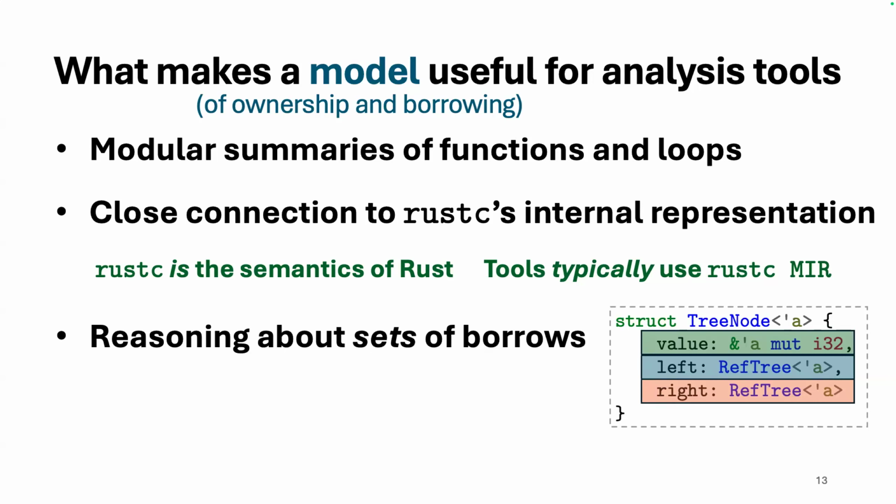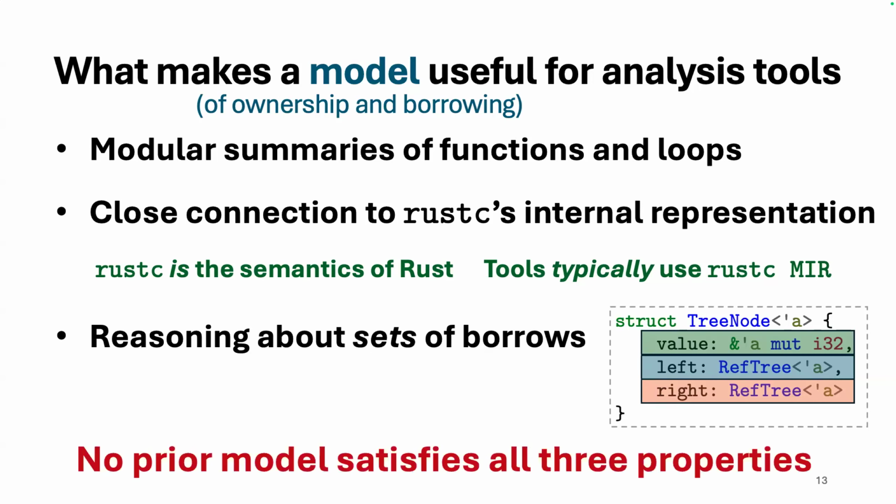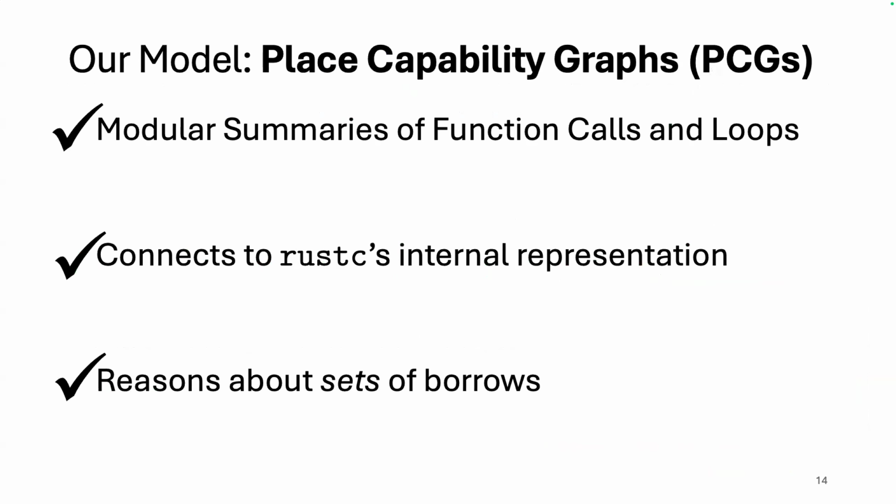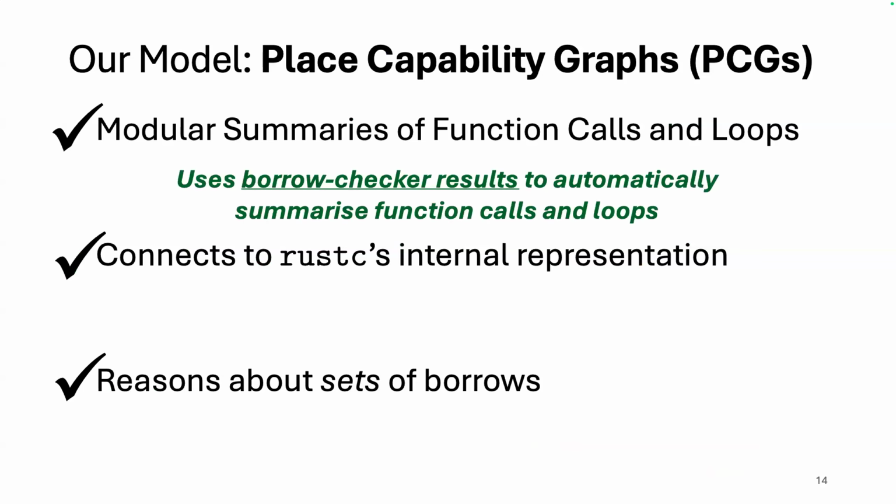And so prior to this work, there wasn't really any single model that could satisfy all three of these properties at the same time. So we developed our place capability graph model, which we'll call PCGs from now on, to meet these three criteria. So it achieves this goal of getting modular summaries for function calls and loops by extracting data from the borrow checker.